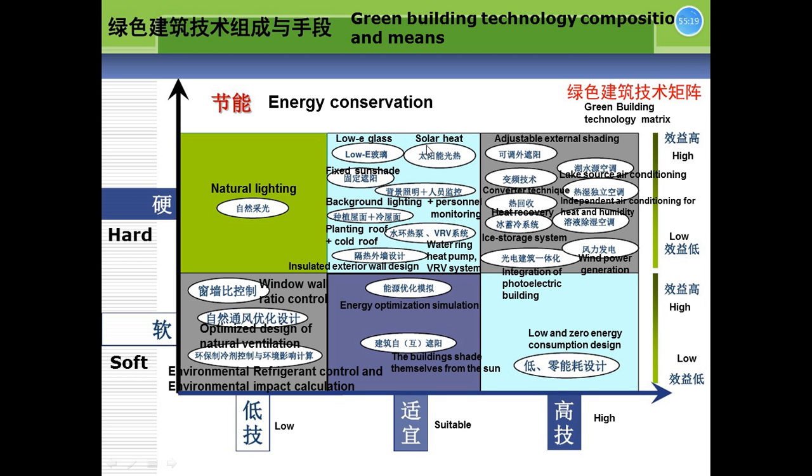Low E glass, solar heat and so on. You can look at this PPT. Natural lighting includes low E glass, solar heat, fixed sunshade, background lighting, planting roof, cold roof, and so on. Adjustable internal shading, integration of photoelectric building, and so on.